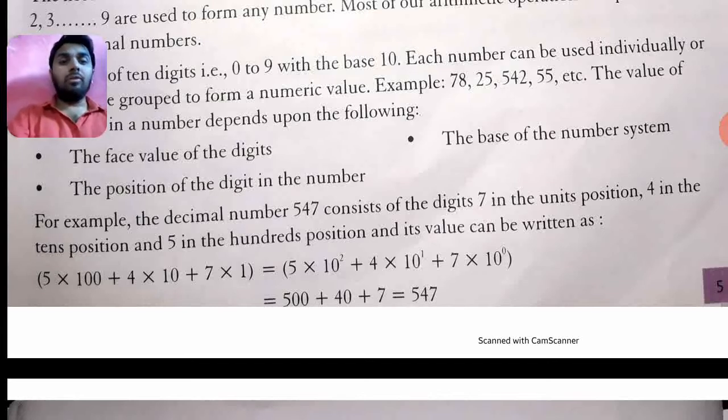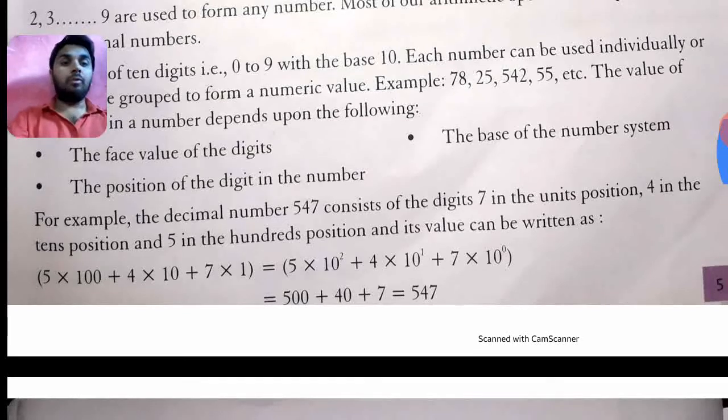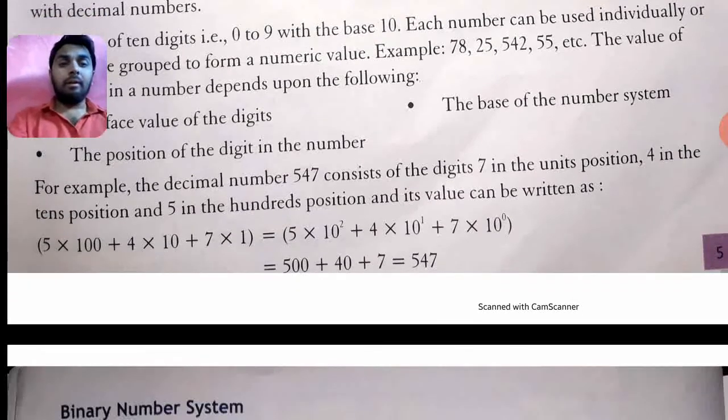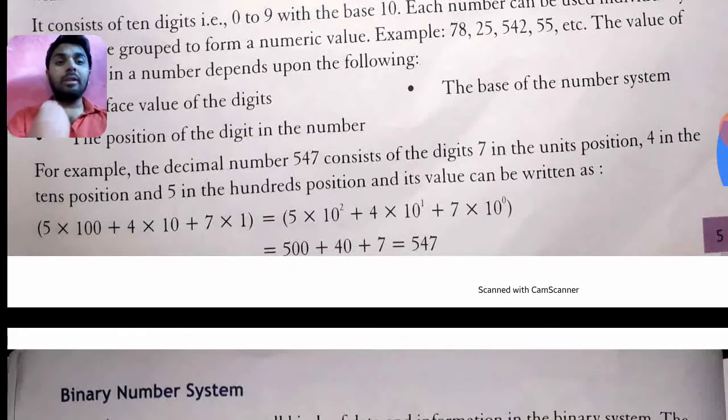Now see, it is equal to 5 into 10 raised to power 2 plus 4 into 10 raised to power 1 plus 7 into 10 raised to power 0. Now see, 5 into 100 means 500, 4 into 10 is 40, plus 7, its calculation becomes 547.